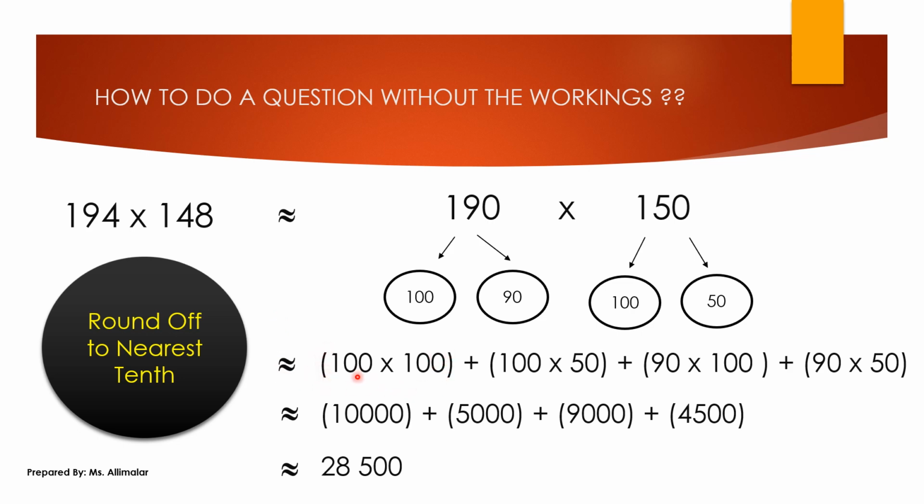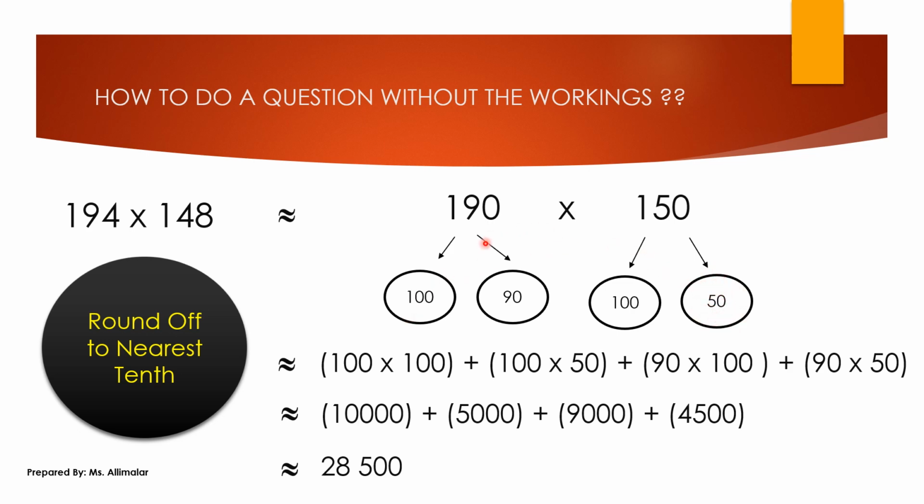Okay, now after you partition, the next step, bracket, you have 100 times 100. How do you get 100 times 100 suddenly? Do you know from where? This 100 times with this 100. So that is why I put here 100 times 100. And then you put plus. Open another bracket. Now the same 100 you have to times with this 50.